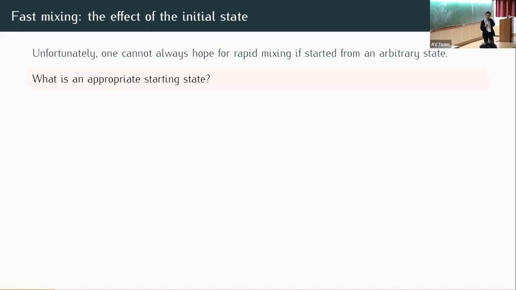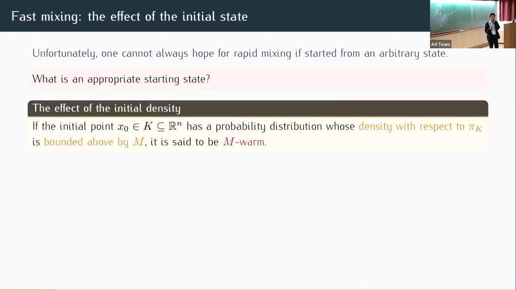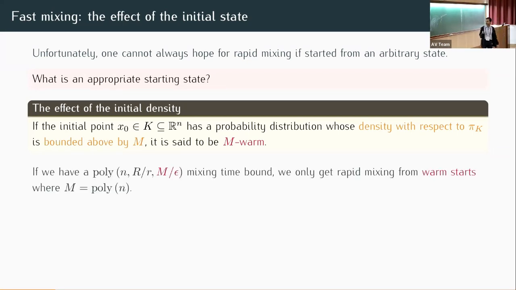One issue about this is the appropriate starting state. For this, it would be useful to have some notion of what the initial state looks like. So we'll use this notion of warmth. This is a little bit of a mouthful. The initial point is also chosen from some random distribution, possibly, even if it's deterministic, that's like a Dirac delta distribution. So we say that a distribution is M-warm if its density with respect to the actual final distribution that we are trying to sample from is bounded above by M. So M being large actually is less warm. That's a bit of a misnomer.